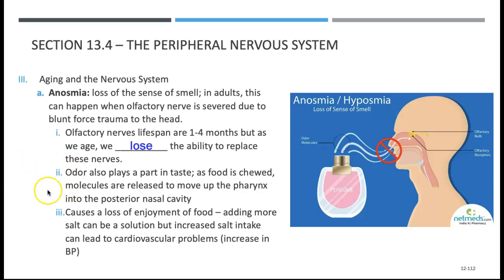And odor is going to play a part in taste. So as food is chewed, we see molecules are released and move up through our pharynx and into the posterior nasal cavity. And so if we have a loss of smell, then we tend to lose our enjoyment of food. So we do things like add more salt that can give more flavor, and then that can give us an increase in salt intake that could lead to cardiovascular problems and increase our blood pressure.